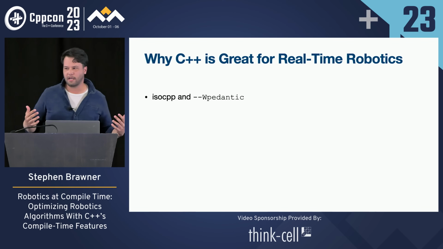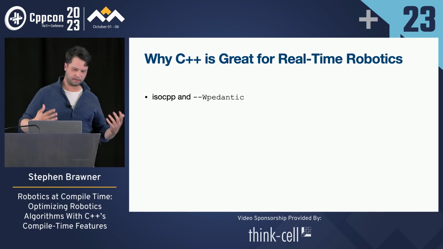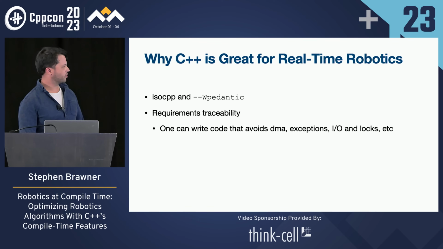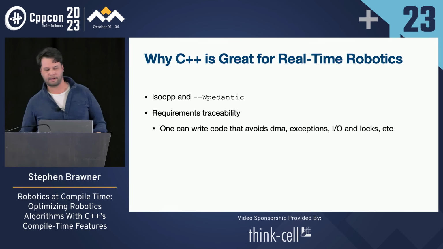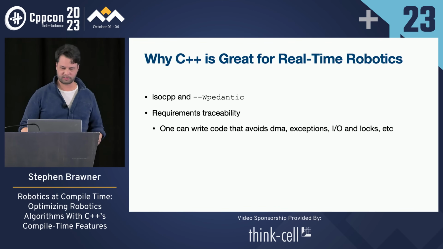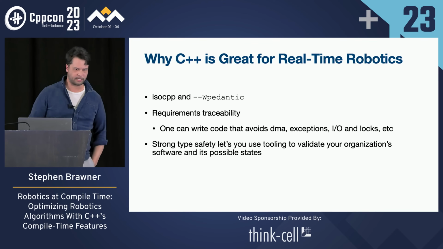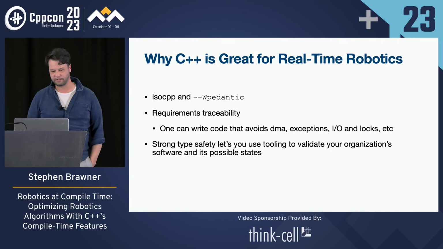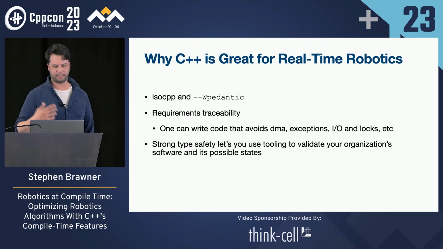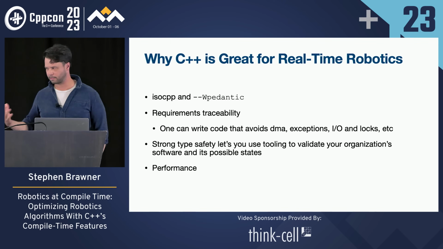So when the FAA or the FDA or whatever organization asks how you know that your robot's not going to hurt somebody, we can do all this requirements traceability and ensure that we're avoiding dynamic memory allocation, exceptions, and I/O locks. We can pretty much guarantee stuff like that by how we write our code. And then, of course, everybody loves strong type safety in large organizations because it helps you use tooling to validate what your software is actually doing and the possible states it can be in. And we all like C++ because it's performant.